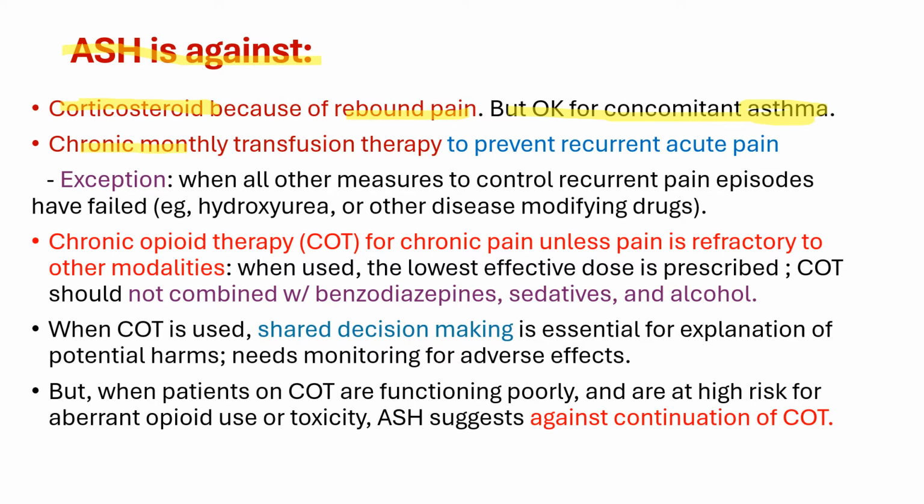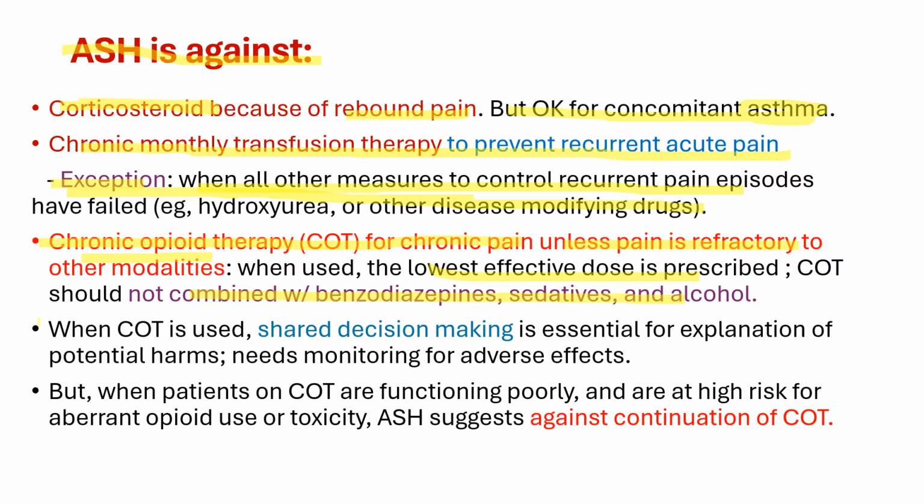And chronic monthly transfusion therapy to prevent recurrent acute pain is not recommended unless all other measures to control recurrent pain have failed, like hydroxyurea or other disease modifying drugs failing to prevent it. And chronic opioid therapy for chronic pain is not recommended unless pain is refractory to other modalities. So when it is used, the lowest effective dose is prescribed, and it should not be combined with benzodiazepines, sedatives, and alcohol.